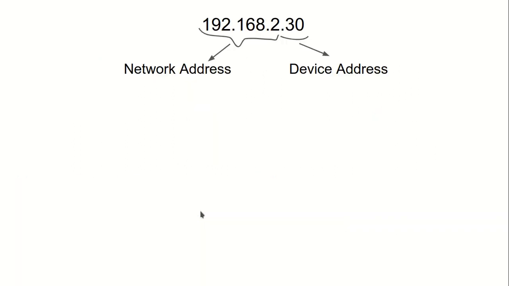Now let's move to the next slide. So here is the IP address. The IP address has two parts. The first one is the network address, starting from 192.168.2. This is the first part, and the second part is the device address, that is 30.